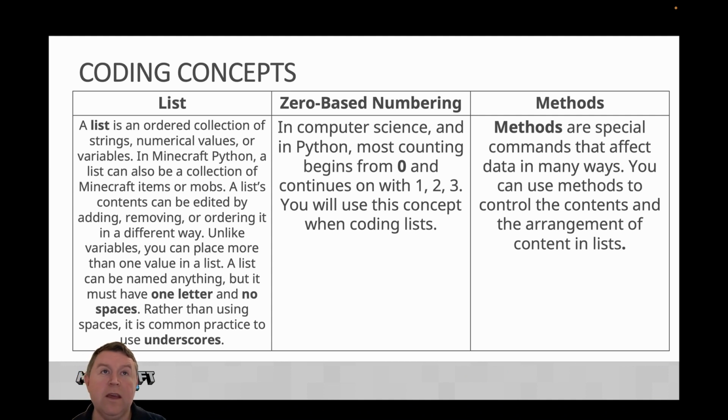One of the key concepts of using a list in Python and programming languages, we always start counting from 0. So 0 is the first item on the list, and then it continues 1, 2, and 3. Methods are also special commands that help you affect some data, and we're going to use some methods in today's lesson.